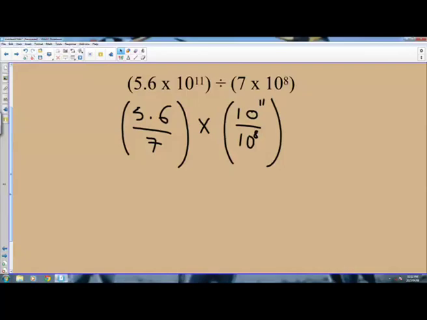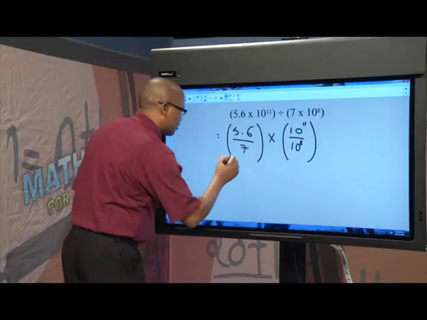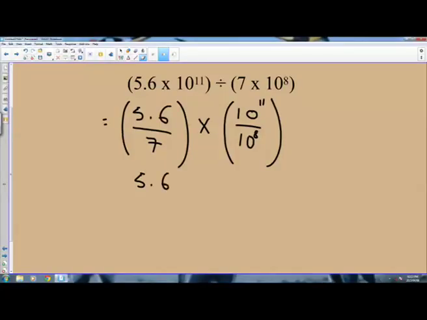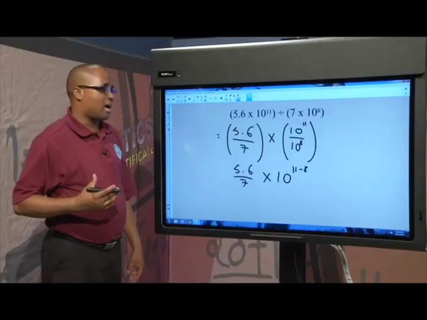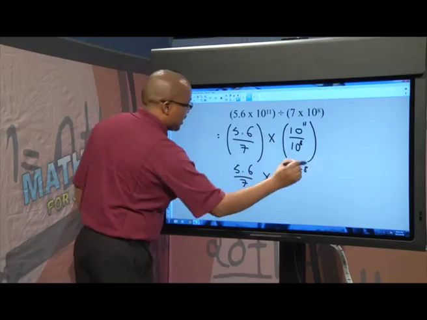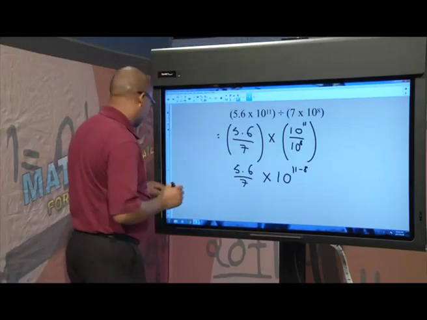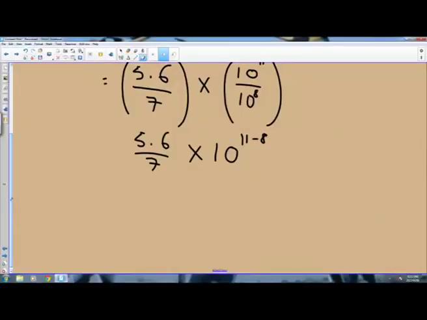And then we work out what is 5.6 divided by 7. This is 5.6 divided by 7 times 10 to the power 11 divided by 10 to the power 8. This will be times 10 to the power 11 minus 8. When you are working with powers of 10 where the base is the same, what we simply need to do is to subtract the powers. So this will be 5.6 over 7 times 10 to the power 11 minus 8.